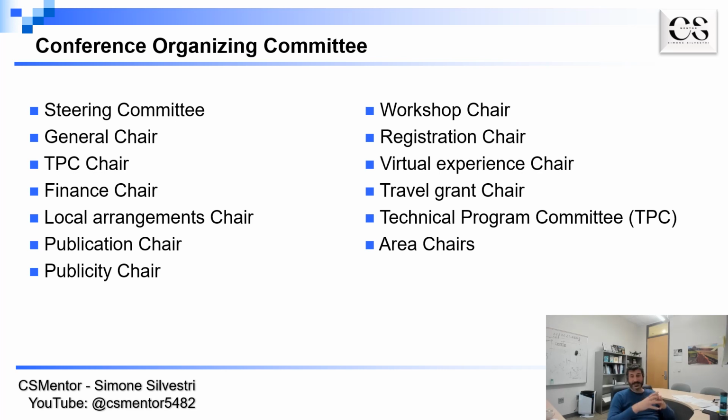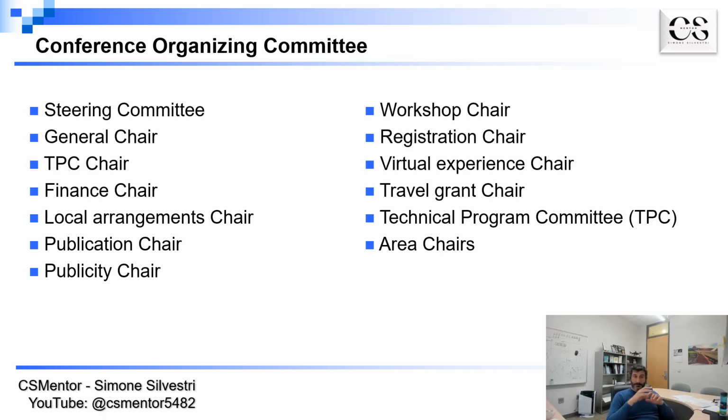The general chairs are those that basically organize every year more or less the entire conference. So they select the other members of the committee, they supervise some budget issues, local organization issues, etc. The TPC chairs instead are those that take care of the paper review process and take the decisions on which papers are going to be accepted and which papers are going to be rejected.